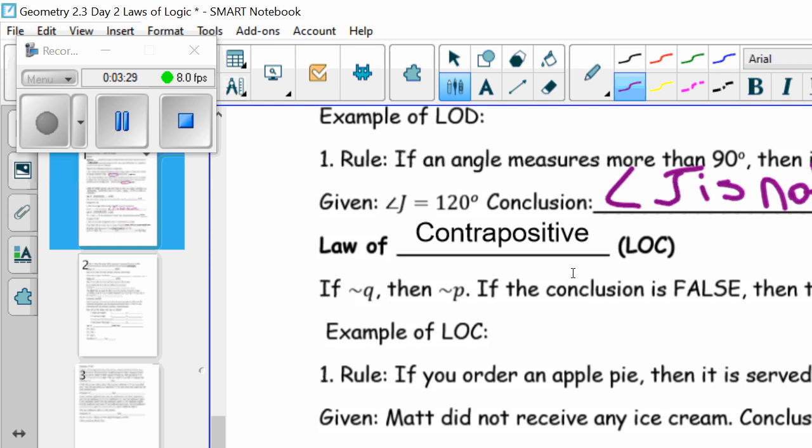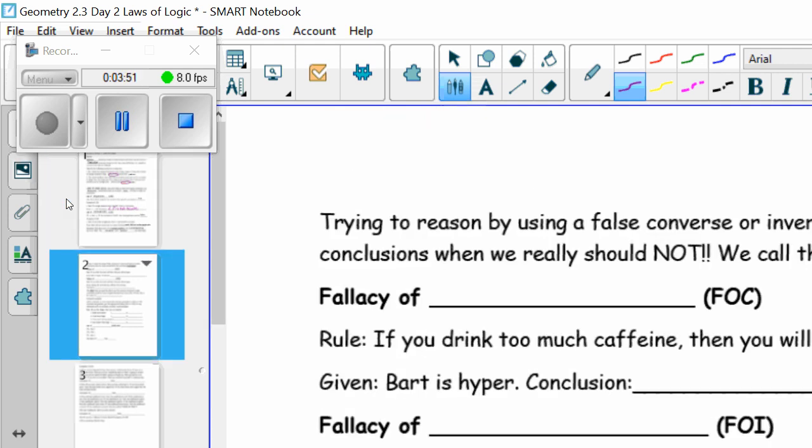Remember that when given a true original condition, only the contrapositive has to be true. The converse and inverse are often false. So trying to reason by using a false converse or a false inverse can lead us to make conclusions when we really should not. We call these fallacies. We have different types of fallacies. The first one is the fallacy of the converse, and that is abbreviated FOC.